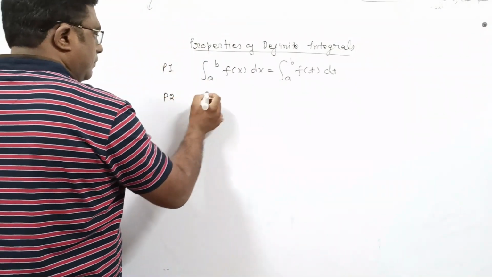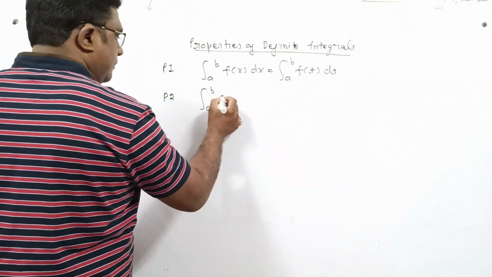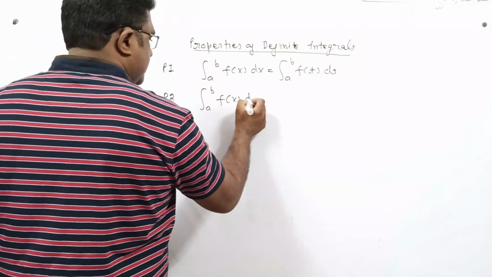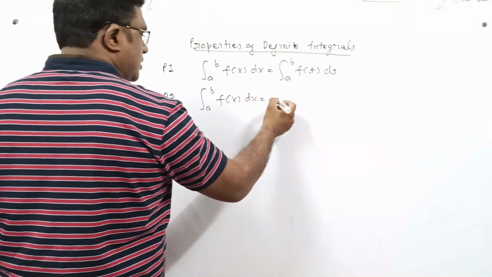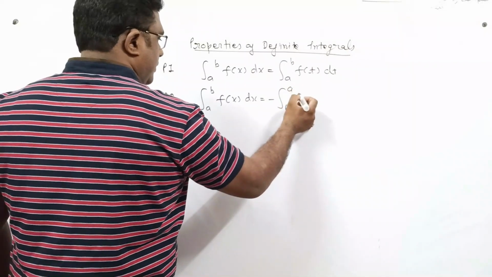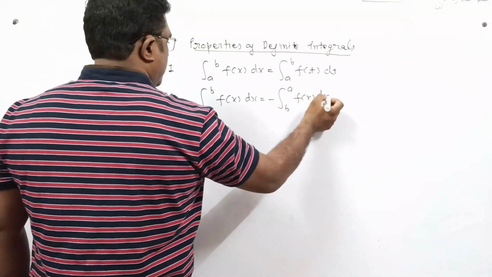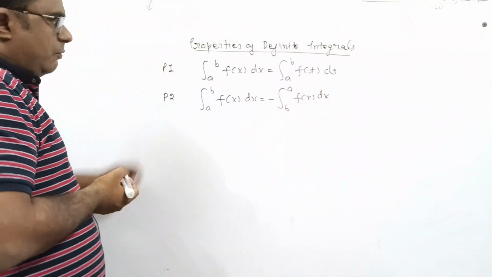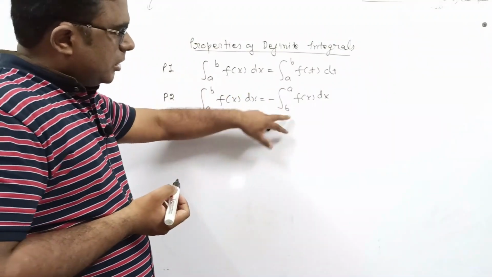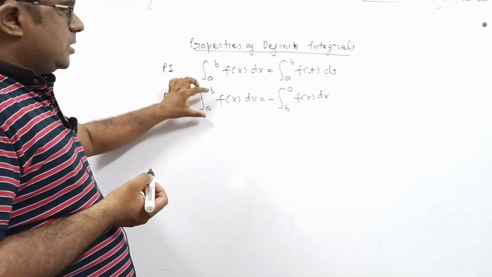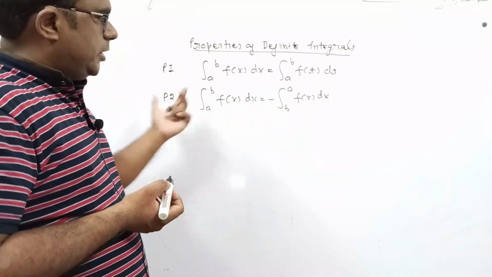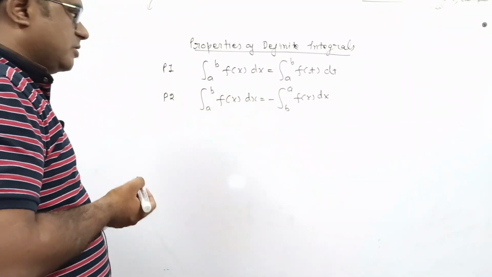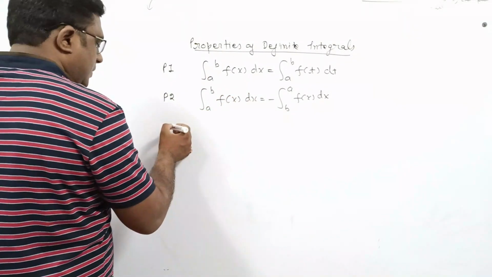Property number 2: integral a to b f(x) dx is equal to minus integral b to a f(x) dx. In this property, what is happening? We are interchanging the limits. Lower limit and upper limit are being interchanged, due to which a negative sign has been inserted outside.